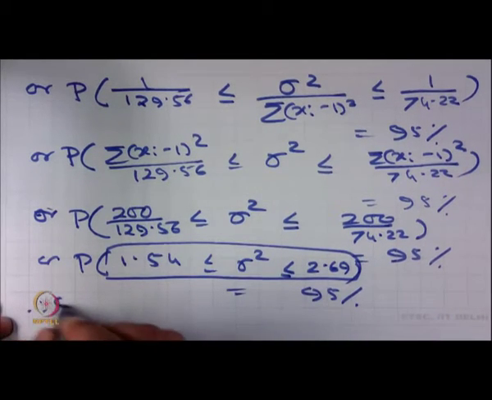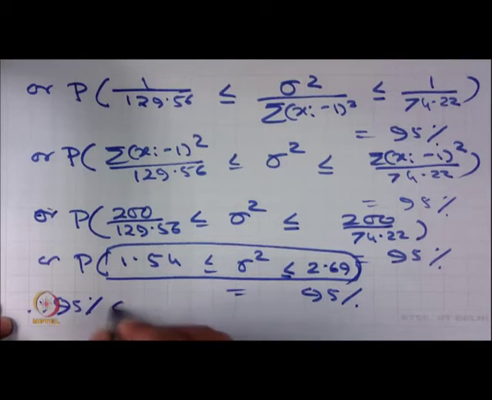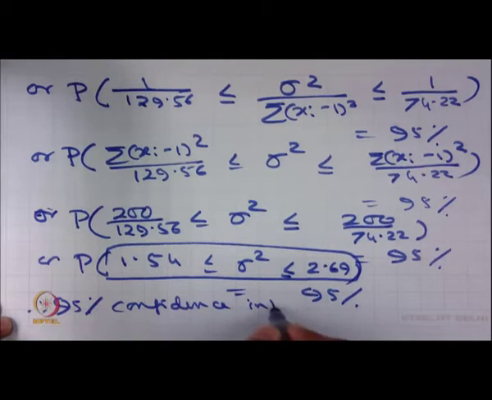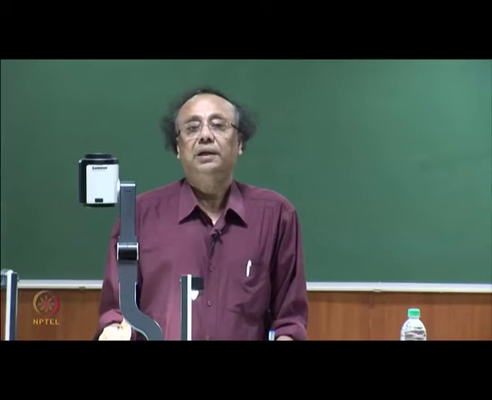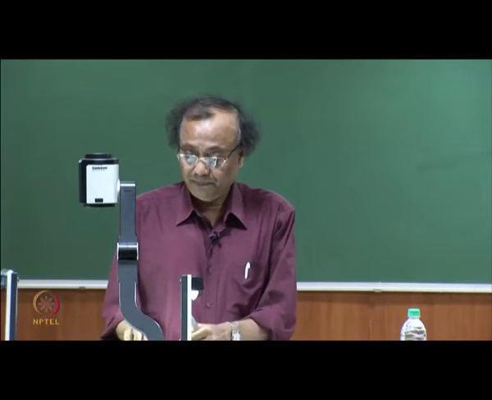Therefore, the 95% confidence interval for sigma square is 1.54 comma 2.69. So, the problems that we solved, we have taken both sided intervals.